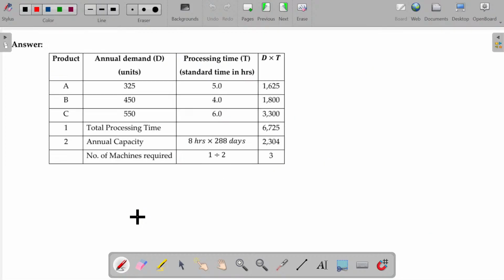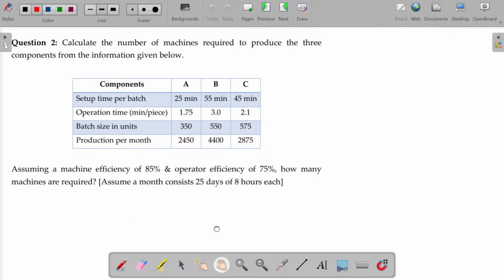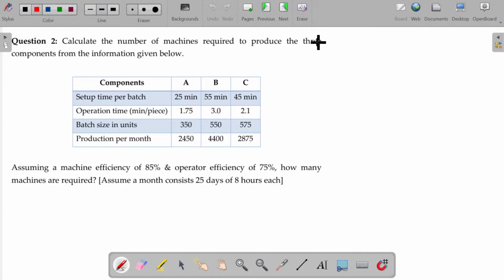See, next one, we'll see. Come on, try this. Calculate the number of machines required to produce three components from the information given below. We have to manufacture three components. One small extra information I have to share, then you will be able to understand this easily. What is that?